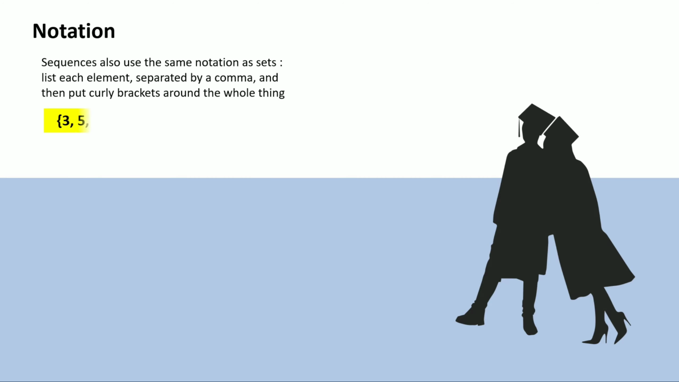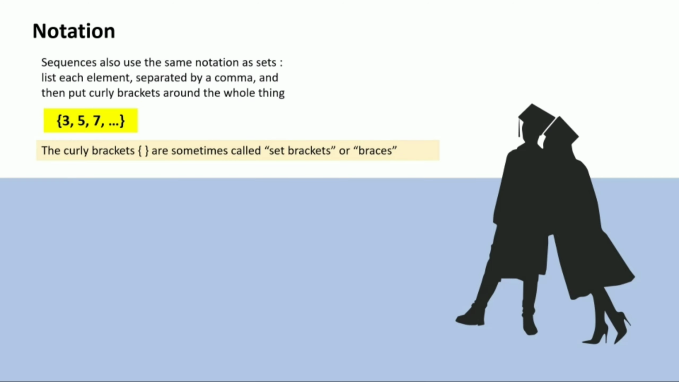Next, how about the notations of the sequence? Sequences also use the same notations as sets. List each element, separated by a comma, and then put curly brackets around the whole thing. You can see the example in this slide. The curly brackets are sometimes called set brackets or braces.